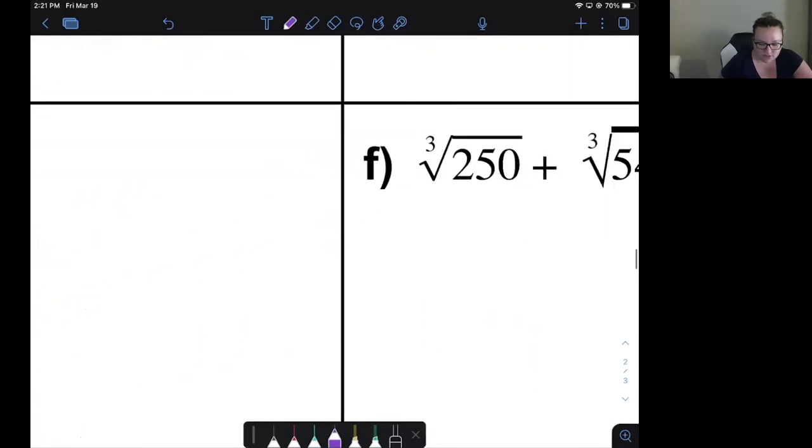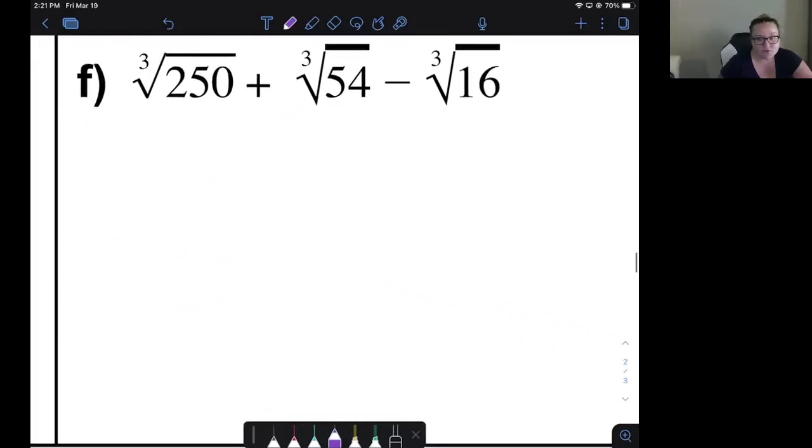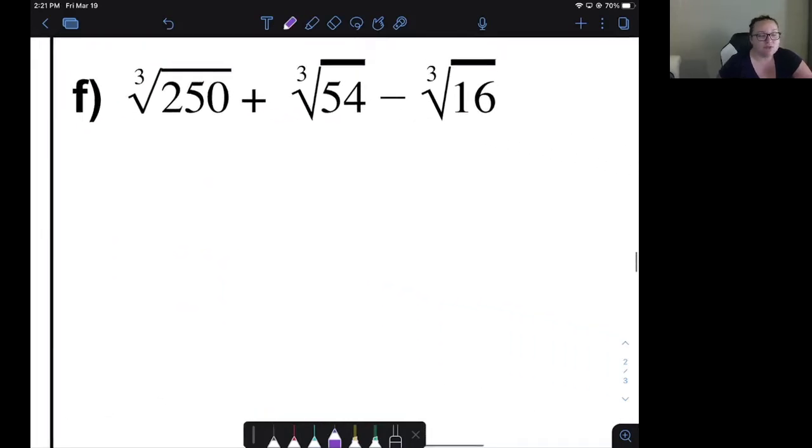All right, let's try F. So the cubed root of 250 plus the cubed root of 54 minus the cubed root of 16. Right off the bat, you might say, well, Ms. McGuire, these don't have the same bases. All the radicals are different, but what if you could simplify them? So simplify these bases, see if they end up being the same, and if you can combine them. Go ahead and give this problem a shot on your own and see what you get.